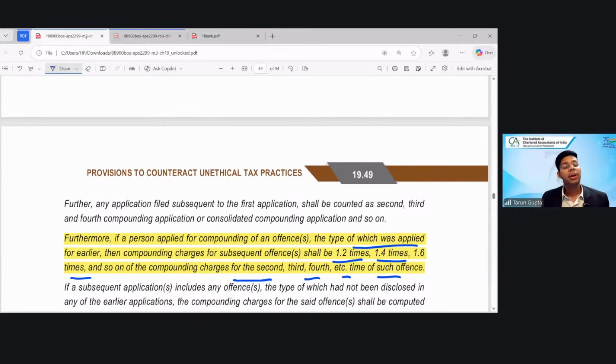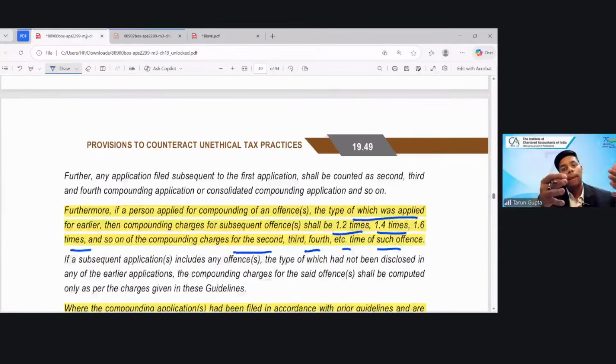Okay. And they talk about the application. So it's not necessary that the earlier application was actually admitted and the order was passed. If the earlier application was rejected, still the second application is deemed as a second application, and the applicant shall be liable to pay 1.2 times the compounding charges. Okay, you have me?